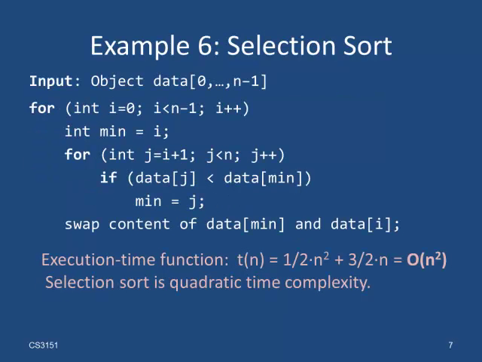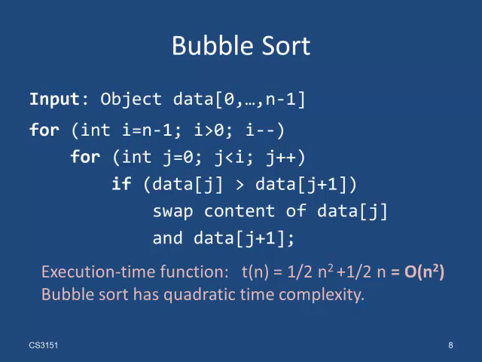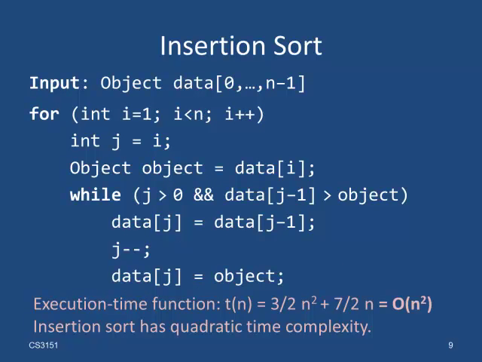Finally, we will go through the three elementary sorting algorithms. Selection sort is quadratic, as its execution time function is O of n square. Bubble sort has quadratic time as well. Insertion sort is also quadratic, at least in the worst case, so all three sorting algorithms are the same as far as the time complexity is concerned.